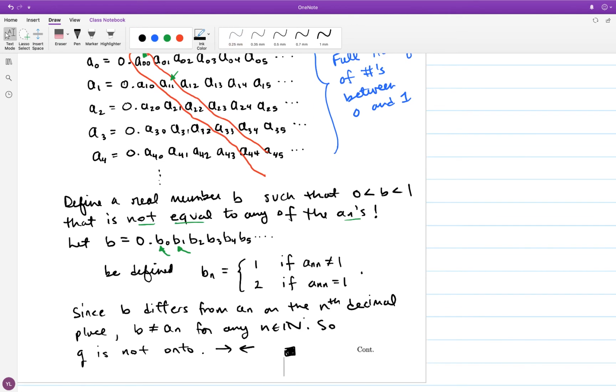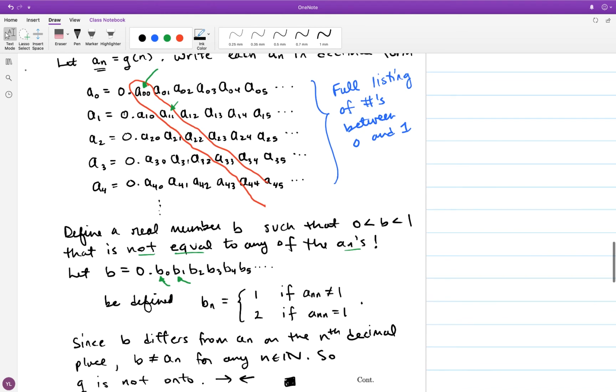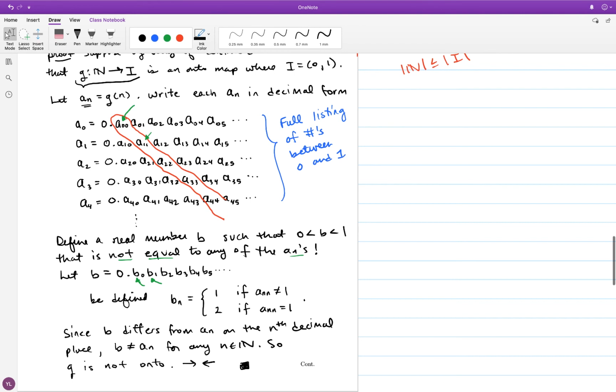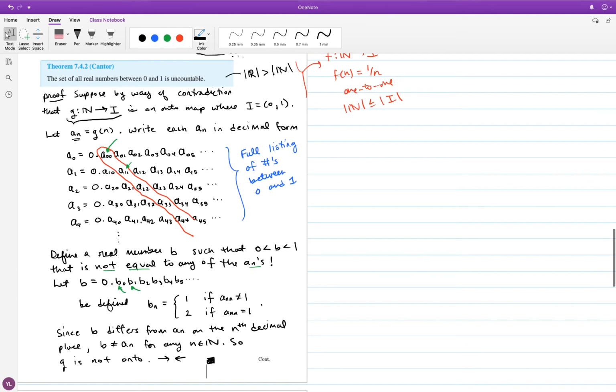Okay, so what have I done? I have found an element of the codomain, b, and b is not equal to an for any of the n's in the domain. In other words, b is not equal to g of n for any n in the domain. What I found is a b that is not in the range of the function. I have concluded that g is not an onto function. So to recap, we supposed we had an onto function, we got a contradiction, so that proves that there is no onto function from n into 0, 1.